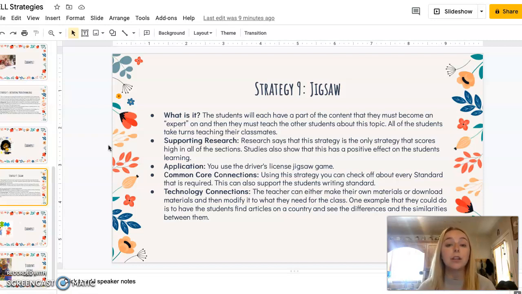For application, they had a game example. It was called the driver's license jigsaw game, and it had a bunch of word problems, and each student takes on a problem and they do it and they become masters at it. There's a ton of different games that you can play.